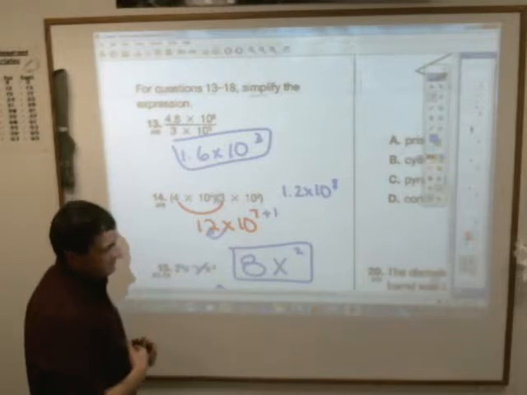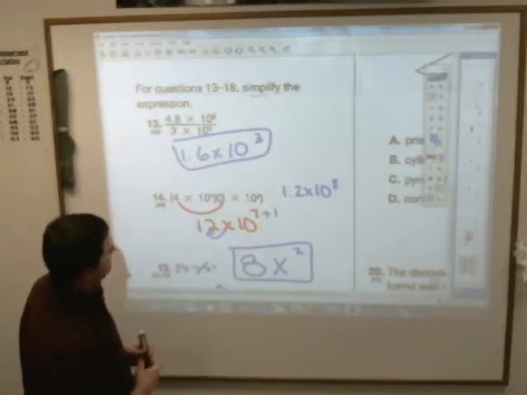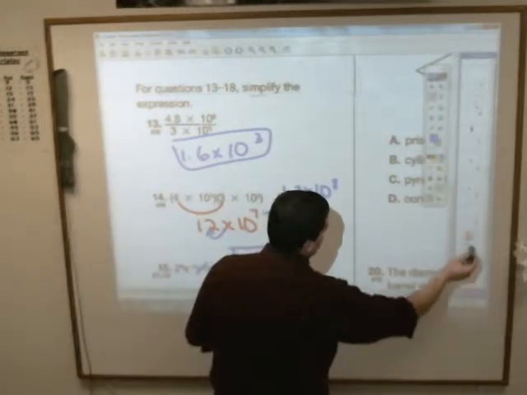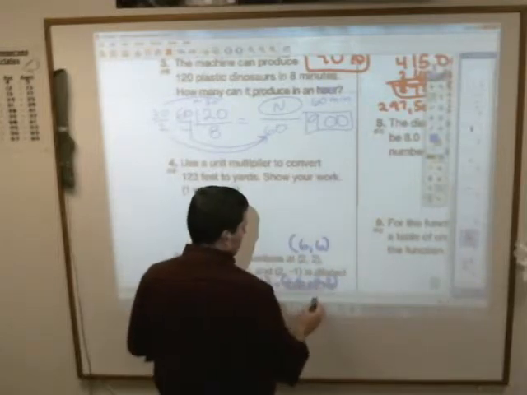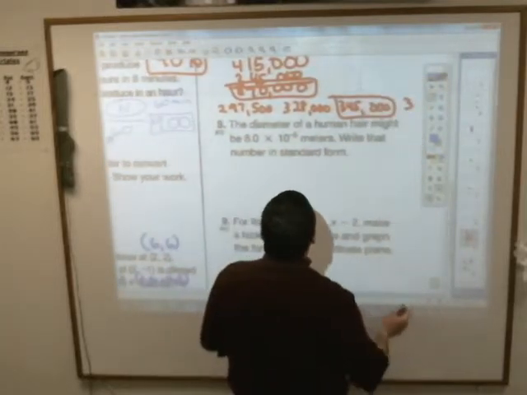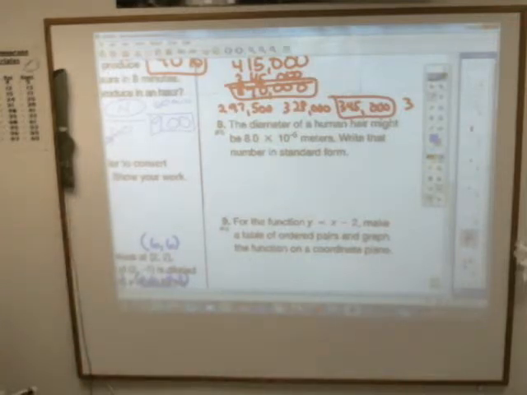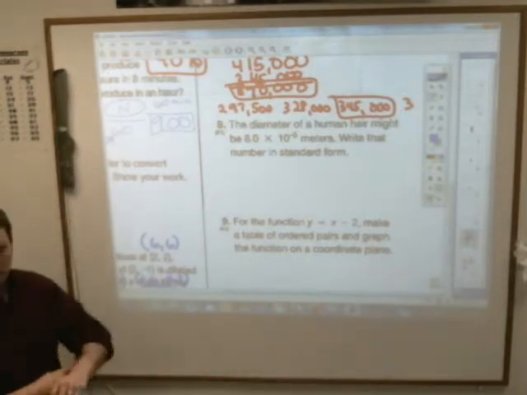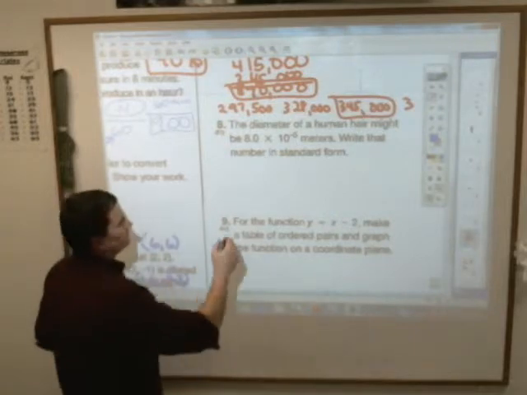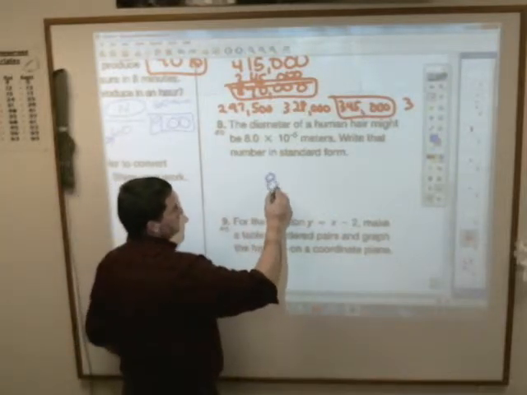Jackson. For number 8, I have 0.00008, not 0.0000. That's interesting. The diameter of a human hair might be 8 point. What is that number in standard form? How do you change that in standard form? Well, since it's negative, you have to put the decimals there.